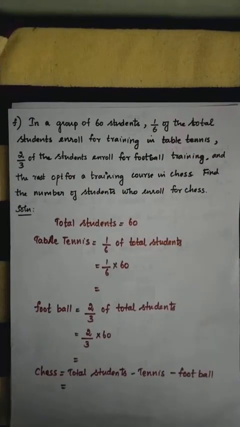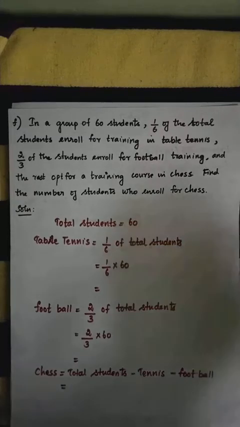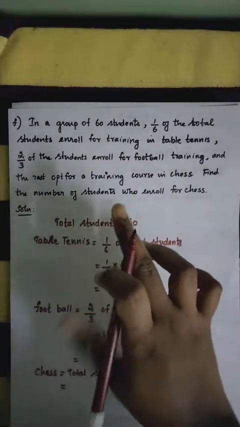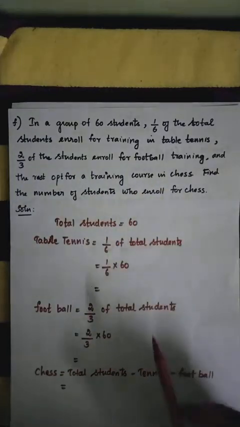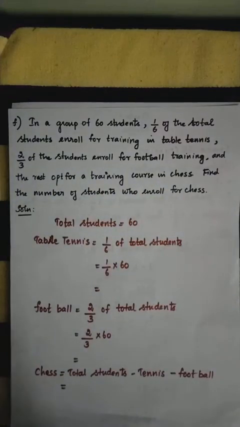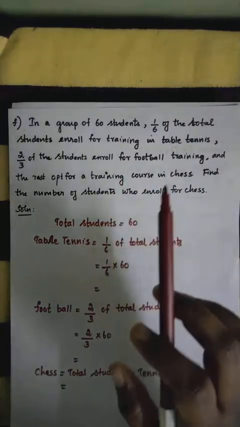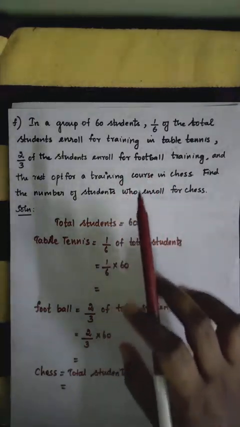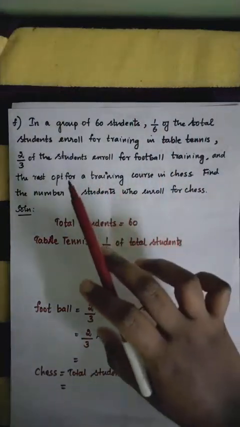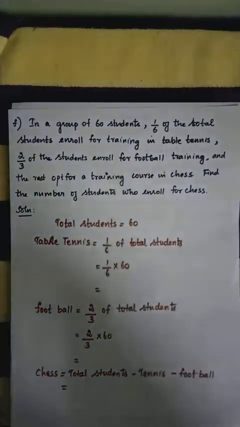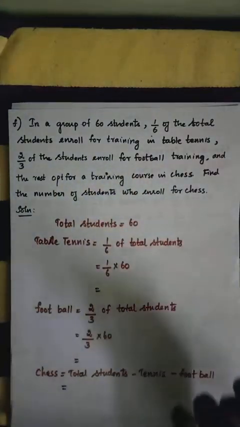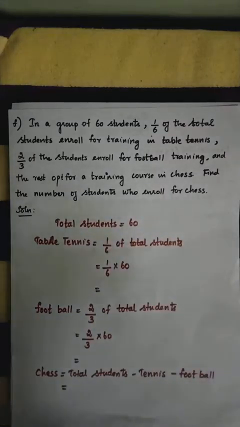So next question. Very simple question. In a group of 60 students, 1/6 of the total students enroll for training in table tennis, 2/3 of the students enroll for football training, and the rest for the training course in chess. Find the number of students who enroll for chess. This is the question. In a group there are 60 students. 1/6 of the total students are going for training in table tennis. Next, 2/3 of the students are going for training in football. Remaining students are going for chess. We are going to find the number of students who enroll for chess. Clear? This is the question.